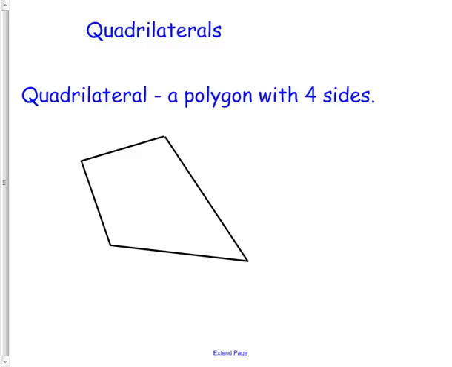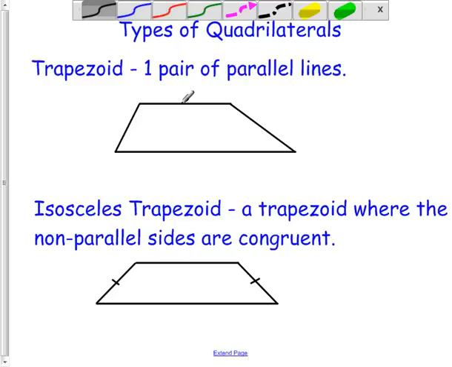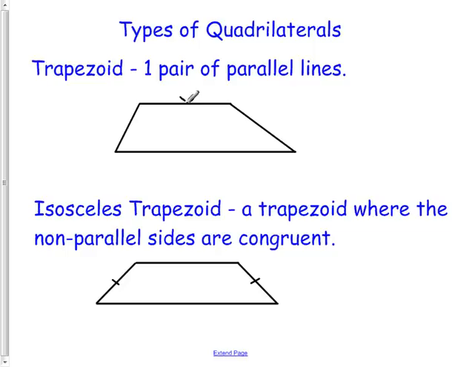So here's a couple of them. We got trapezoid. A trapezoid has one pair of parallel lines. So typically what we'll do is we'll use arrows to show that they're parallel. So the top one and the bottom one are parallel. That's our pair of parallel lines.